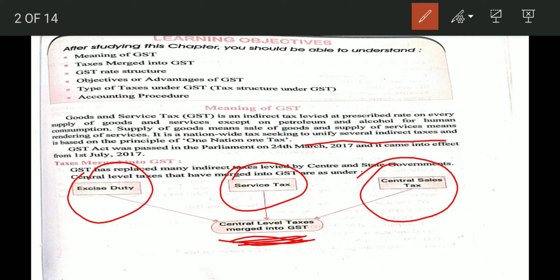Now GST is paid on the supply of goods, supply of goods for commercial or business purpose. Now GST is paid on the sale of goods and supply of services, which means rendering of services. So either it can be goods which you are selling. According to the definition, supply of goods can also be called sale of goods, and so GST is charged on the sale of goods or the supply of services or rendering of services.